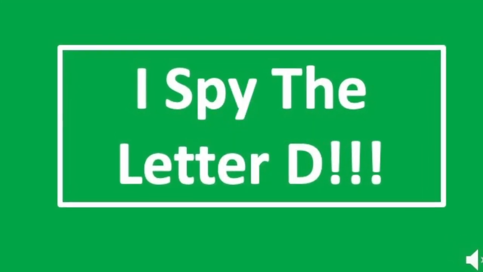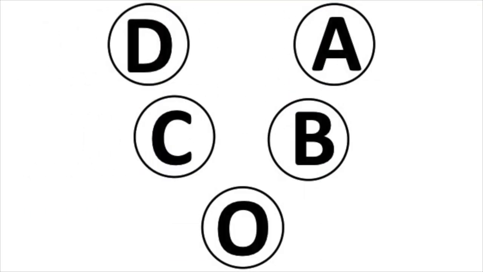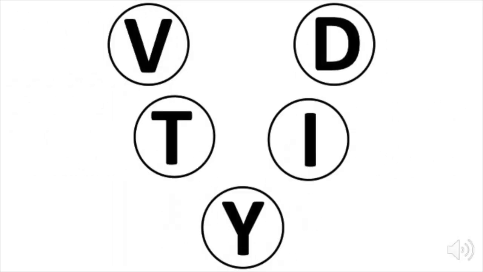All right, friends, let's see. I spy the letter D. Do you see the letter D, friends? Do you see it? You do? If you pointed to the upper left corner, kudos to you. You spy the letter D. Let's do it again. Do you spy the letter D? Do you see it? If you pointed this time to the upper right corner, kudos to you, because you spied the letter D.